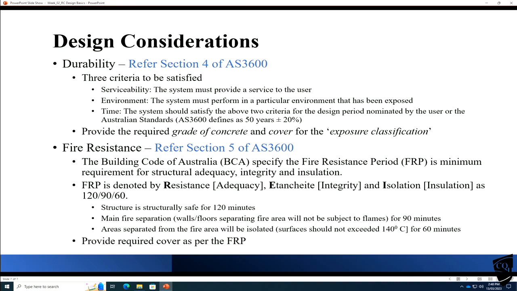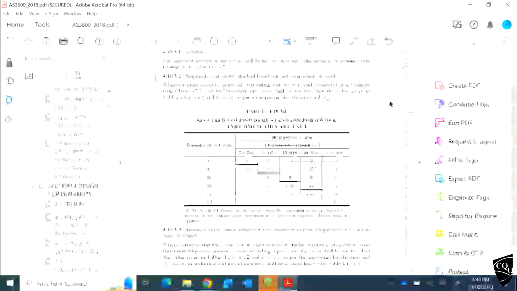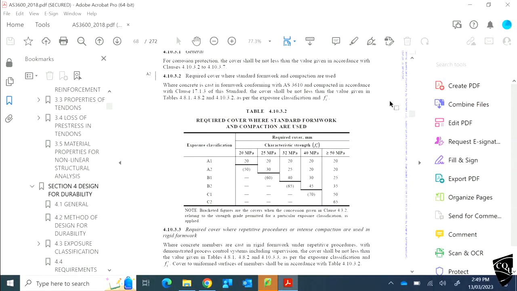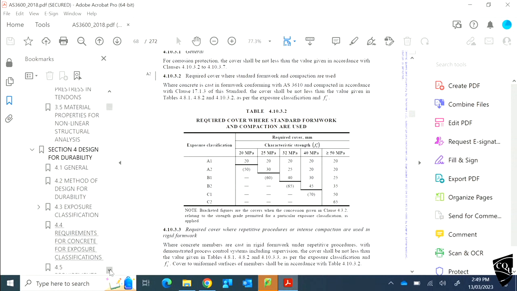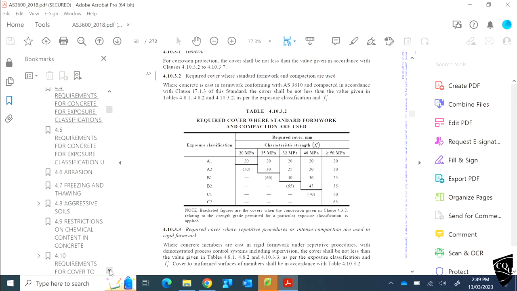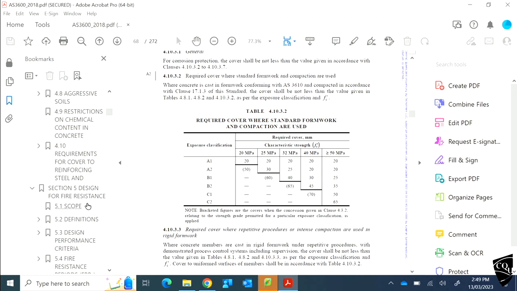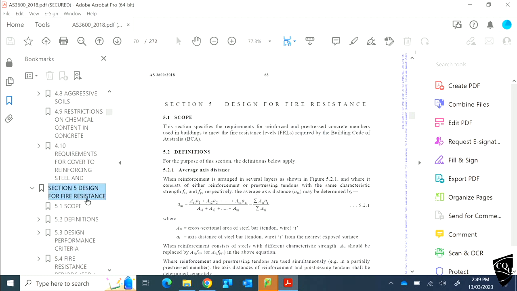Okay, so if you have those things, we should go to Section 5 of AS 3600. Here they talk about the average axis distance. So here you can see some diagrams.